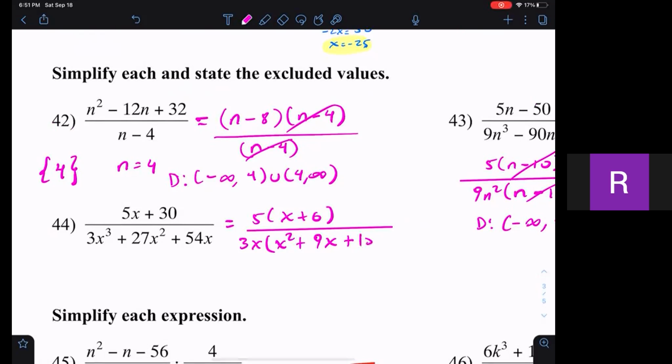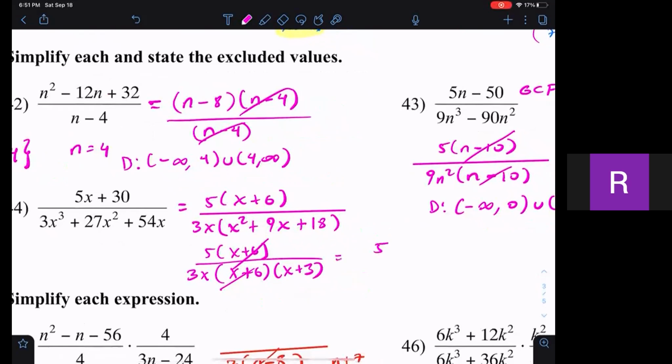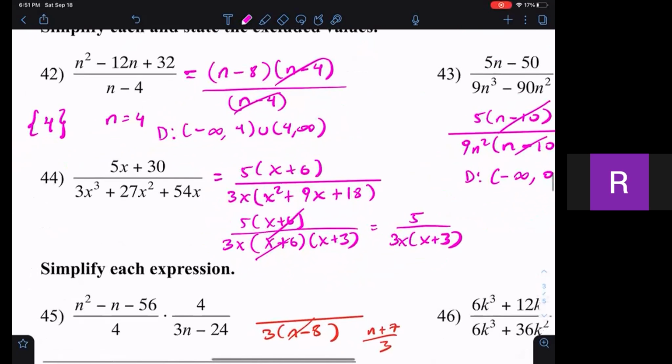18, right? 18. Okay, so now you need to factor. So this is going to be x plus 6, x plus 3. So this cancels. So you have 5 over 3x, x plus 3. So what are the excluded values, right? So the excluded values are negative 6, negative 3, and 0.